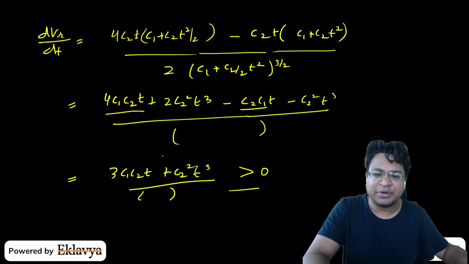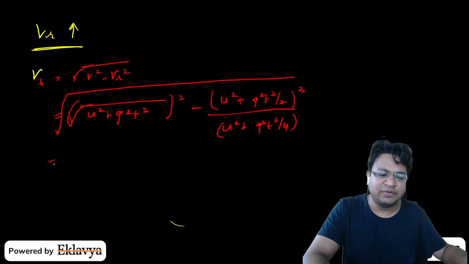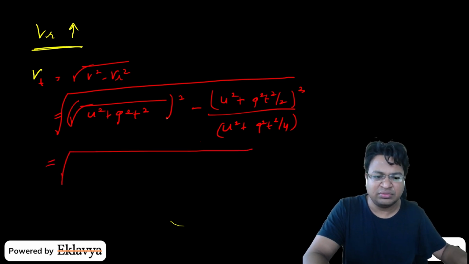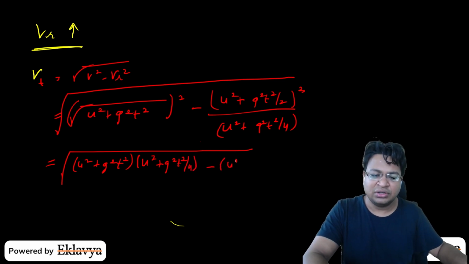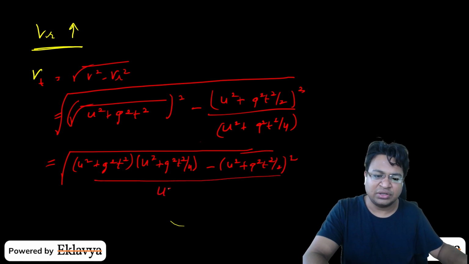Let me just check that I've copied everything correctly or not. Yes. Okay, so we'll do the calculation now. It's a mathematical question. You will have to do the calculation, guys. I know that most of us don't like to do all this calculation when we are solving physics, but we are forced to do that right now. So I've taken this side, u square plus g square t square by 2, whole square, and then divided by u square plus g square t square by 4. So let's do the math now.